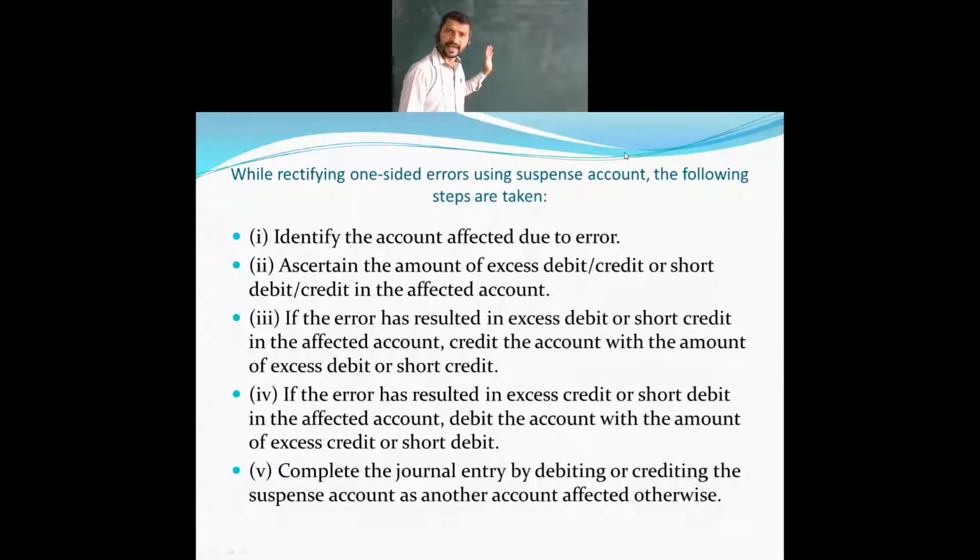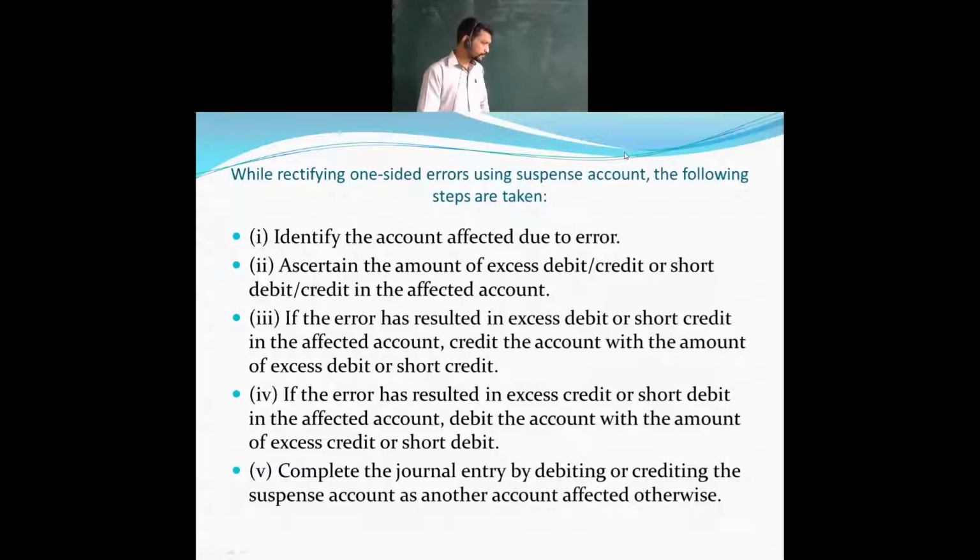If the errors have resulted in excess debit or short credit, that is what I told you in the previous class with the calculation on the board, debit and credit. If it is an excess of the debit side, that is the left hand side, and if it is a shortage, you are going to transfer it, right? So that correction can be done. The steps of correction we have almost discussed now.